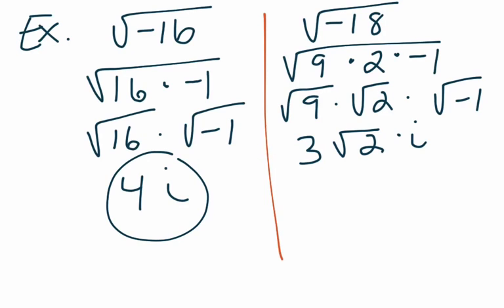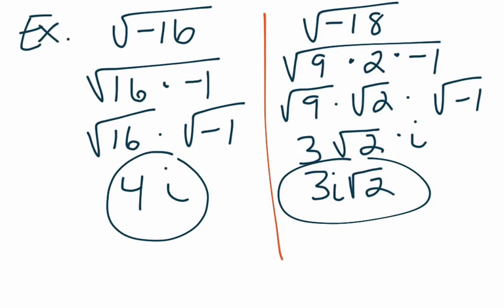And what we would do is switch the order of this just to avoid any confusion about what's outside the square root and what's inside the square root. So only the 2 is inside the square root, the i is not, and the 3 is not. So I'm going to use the commutative property of multiplication and write the i out front.